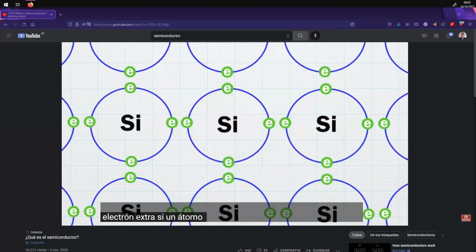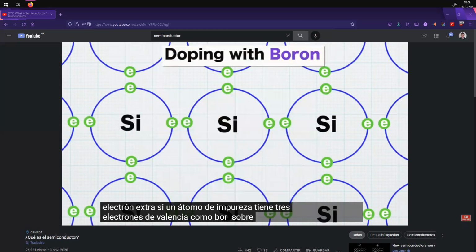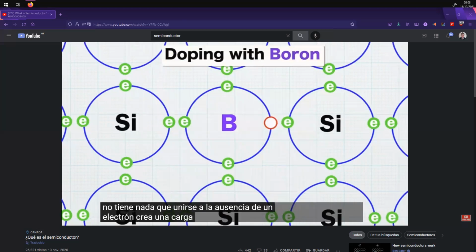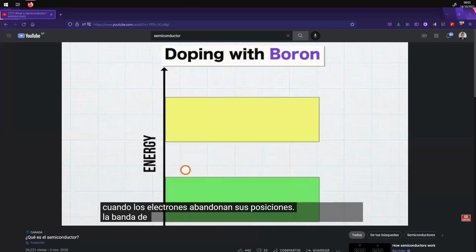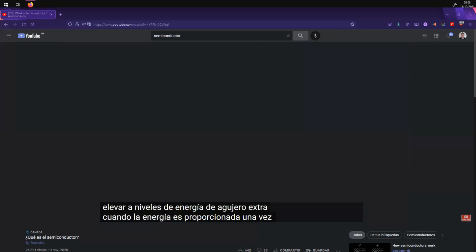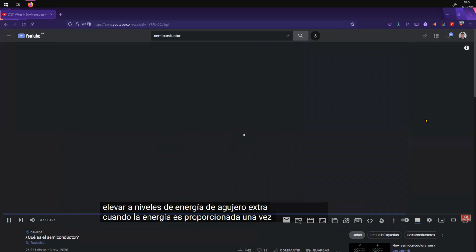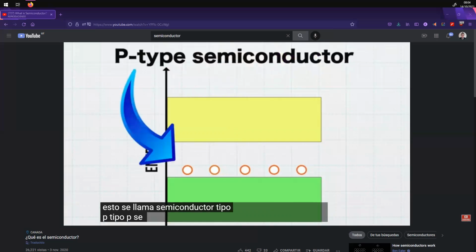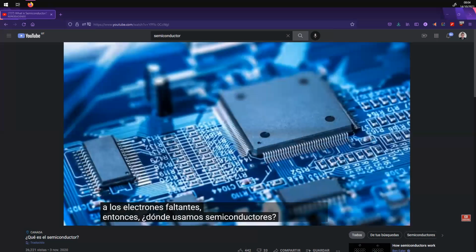If an impurity atom has 3 valence electrons, such as boron, it then binds with 3 adjacent silicon atoms and forms a hole where the electron of the 4th silicon has nothing to bind to. This positive charge attracts electrons when the energy is provided by an applied voltage. This is called a P-type semiconductor. P-type refers to the positive charge due to the missing electrons.